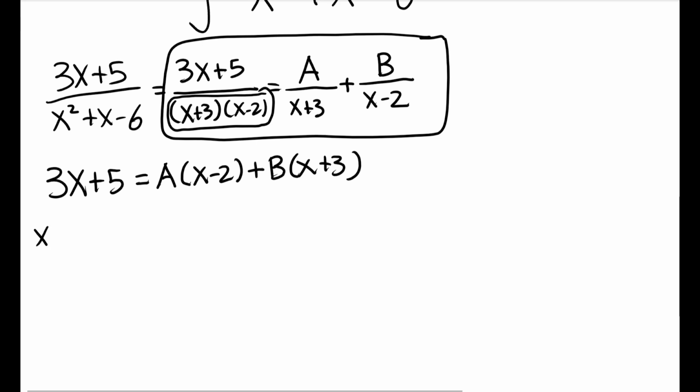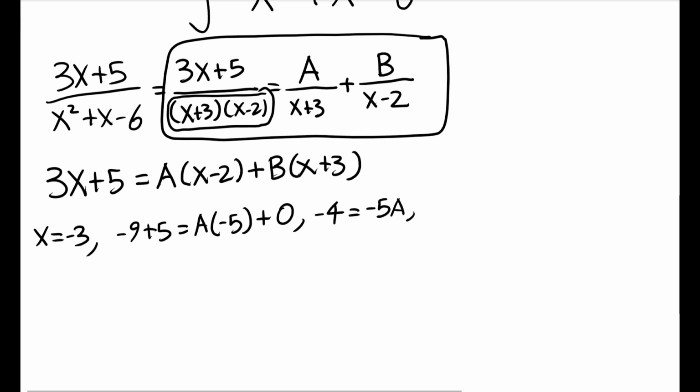Well, if x is equal to negative 3, then we're multiplying B by 0, which eliminates it. So let's say x is equal to negative 3. On the left side of our equation, we get negative 9 plus 5, and that equals A times negative 5 plus 0. And then from that we get negative 4 is equal to negative 5A, or A is equal to 4 over 5.